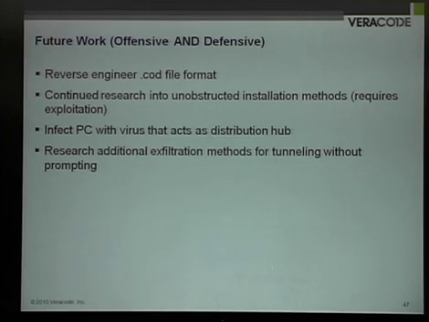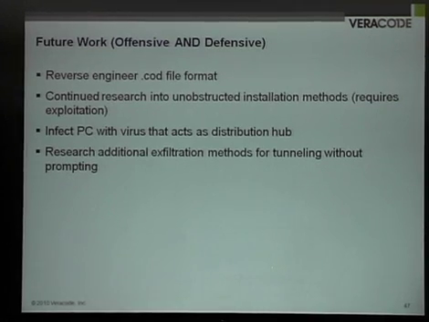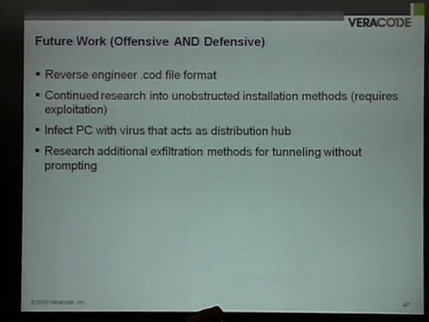Unobstructed installation methods would probably require exploitation and would probably be patched and fixed fairly quickly by RIM. But it's obviously some additional great offensive future work that should be done to help harden the device. Maybe infect some PCs with a virus that acts as a distribution hub so that we can get the worm onto the PC, so whenever they plug in their Blackberry, it jams the spyware onto the device. So that's a potential infection route.